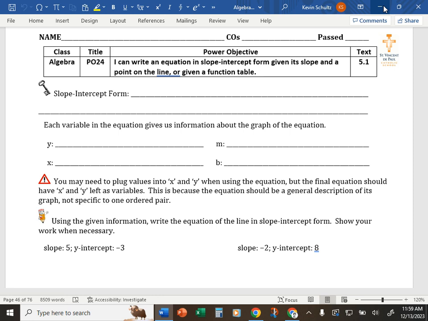Already. Writing an equation in slope-intercept form, given its slope and a point on the line, or given a function table. We started this yesterday, and basically we talked about what is needed to write an equation in slope-intercept form: the m and the b, the slope and the b, which is the y-intercept. Those are the two things that you need. The slope and the y-intercept.